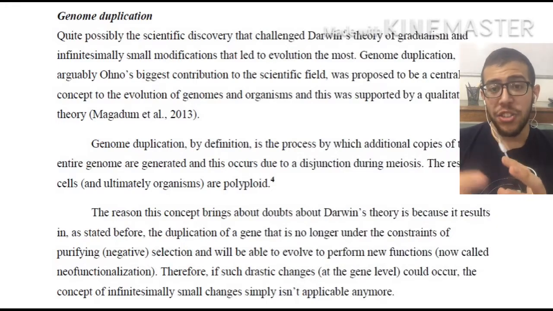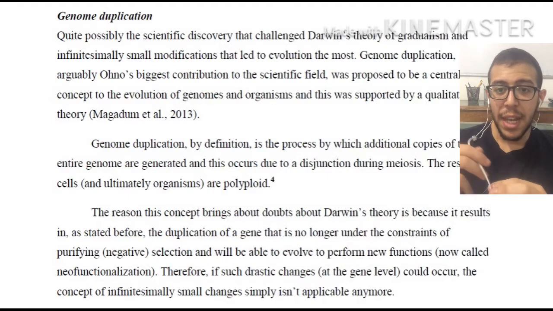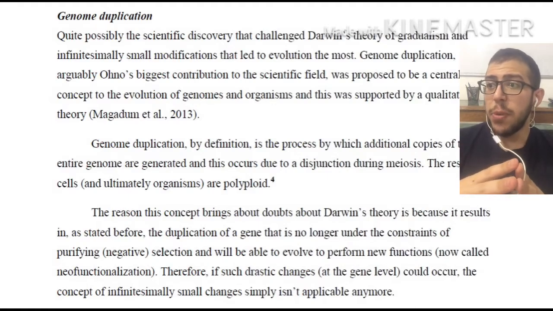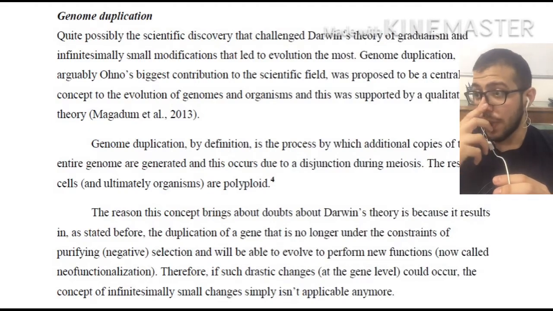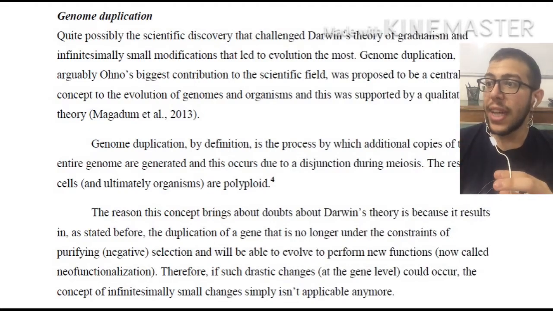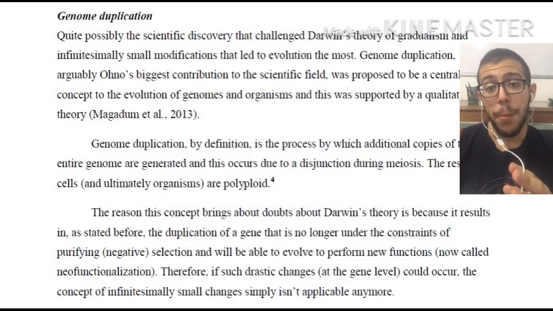Now, genome duplication, by definition, just so we do not beat around the bush, is the process by which additional copies of the entire genome are generated, and this occurs due to a nondisjunction during meiosis. The resulting cells and ultimately organisms are going to be polyploid.